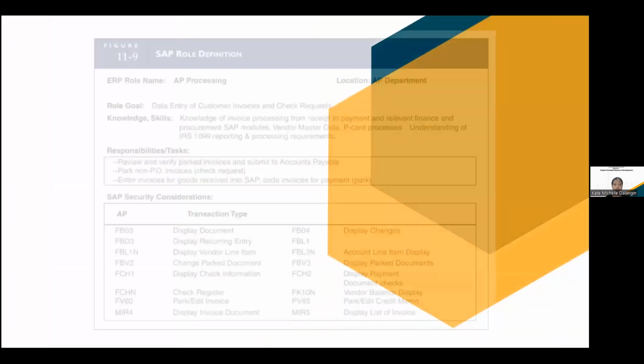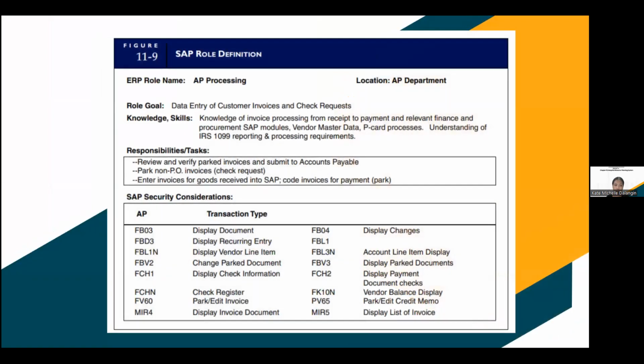So here we have figure 11-9, which presents a SAP role definition for an accounts payable role in a hypothetical organization. The individual assigned this role is governed in his or her access to specific SAP program modules, in this case the AP, and to specific activities within the module by the transaction role code list in the SAP security consideration section of the role definition. So next slide, please.